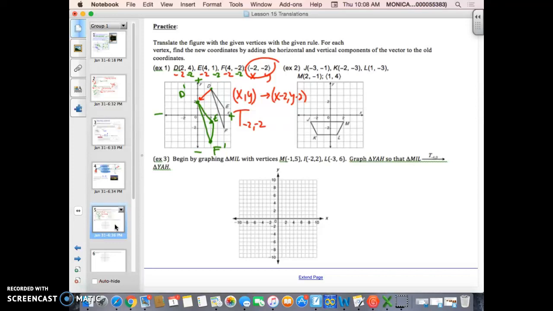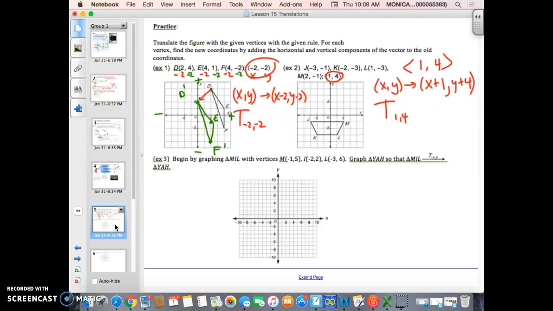Okay. So if we look at example 2, this time we can see that this is vector notation, when they put it in these 1, 4. That's called vector notation. I could also say that x, y is going to go to x plus 1, y plus 4. Okay, so right 1, up 4. Or I could say big T for translation, and then I put 1, 4. All of those say the same rule.